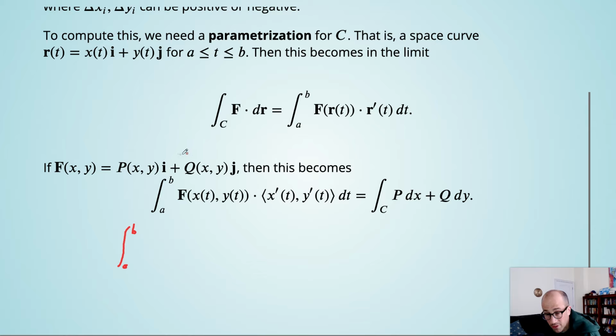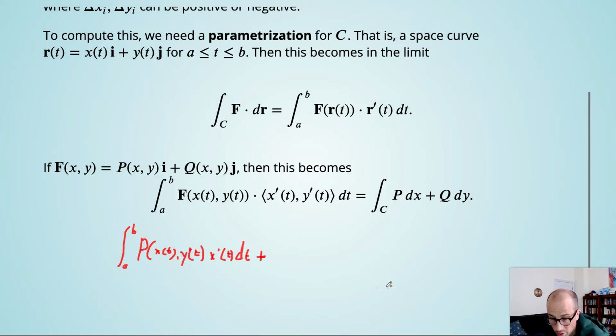So f, right, is components p and q. I dot them with x prime and y prime. So x prime goes with p, of course. So I get p of x of t, y of t, x prime of t, dt, plus, you know what's coming, plus q of t and so on.